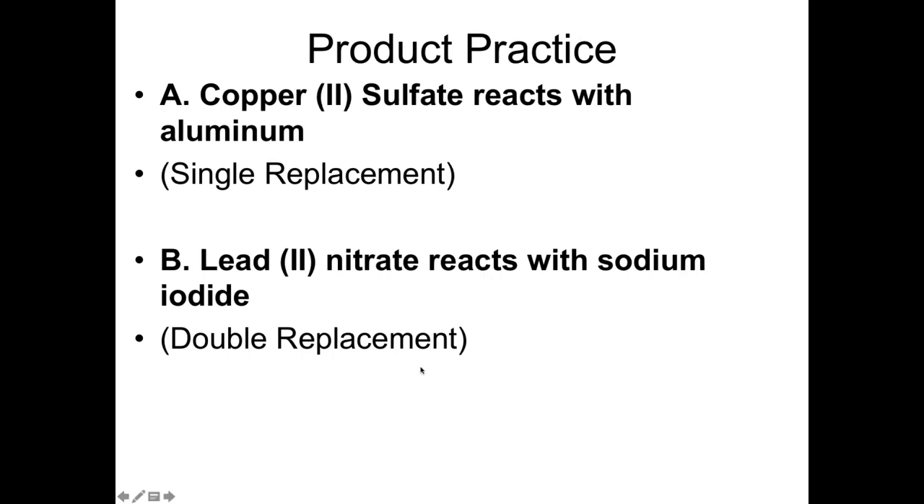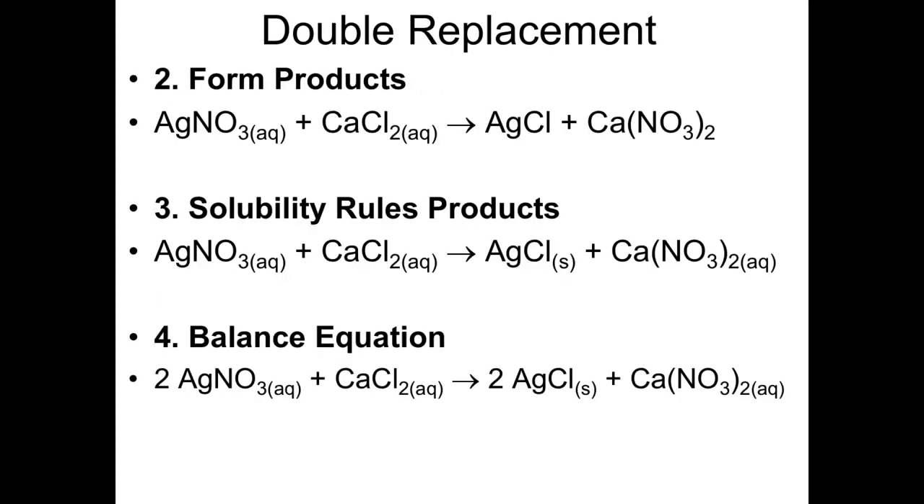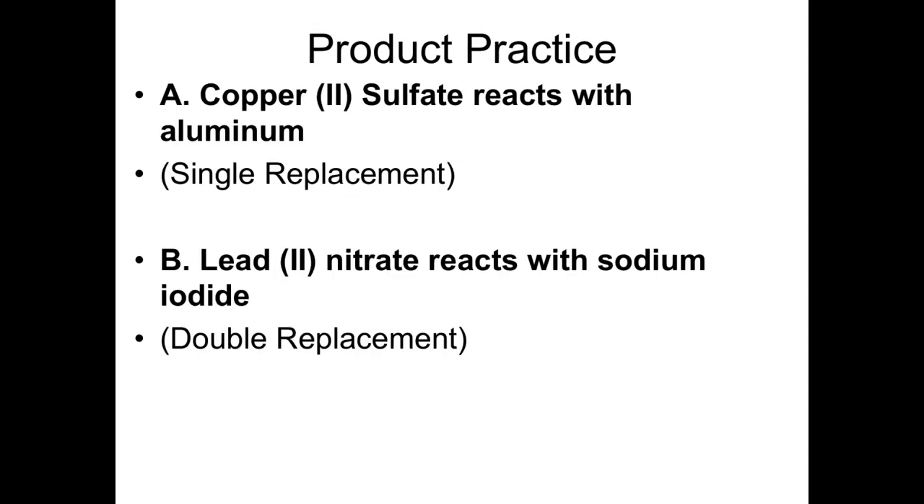And then this is essentially a double replacement. I have 2 practice problems for you to do. So go ahead and pause the video, or rewind, and try these problems. The first one is copper 2 sulfate reacts with aluminum. It is a single replacement reaction, so give that a shot. The second one is lead 2 nitrate reacts with sodium iodide, which is a double replacement, so give that a shot. And then I'll go through that on the next slide. So go ahead and pause and give both of these an opportunity.